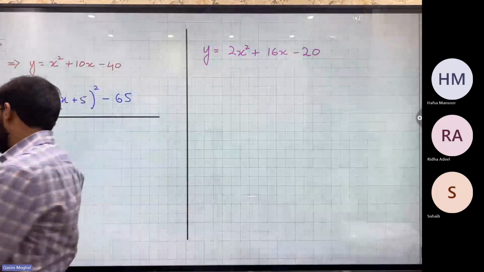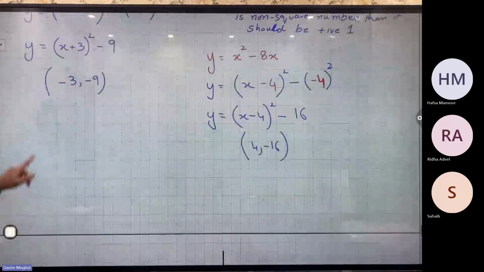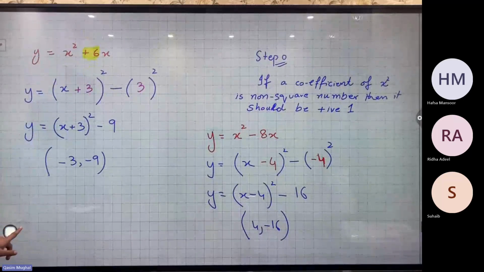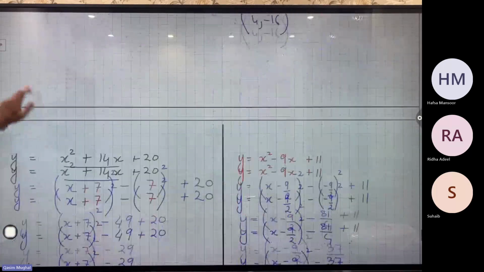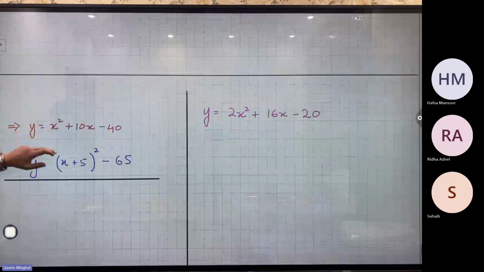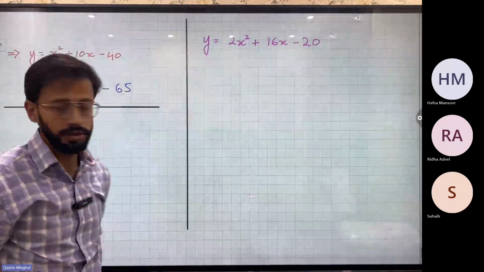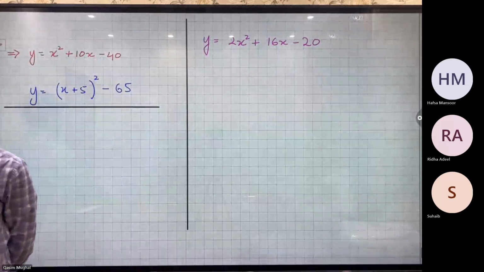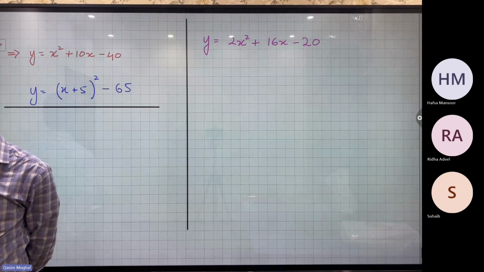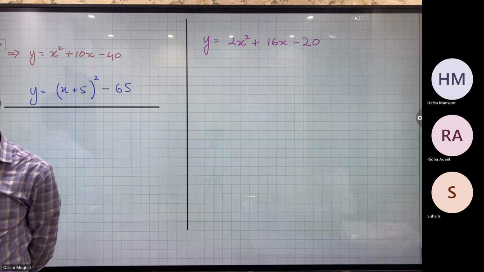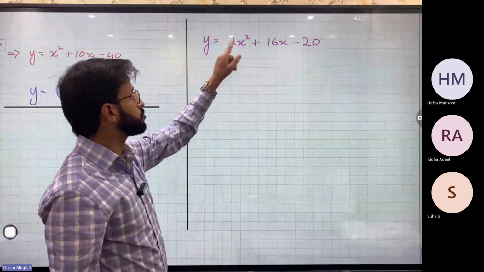2. Taking you back to the precaution we added today: if the coefficient of x squared is a non-square number, then it should be changed to positive 1. In the question we are going to attempt now, the coefficient of x squared is 2. Is it a square number or a non-square number? If 2 were a square number, it must be the square of a number. Which number's square is 2? No, so 2 is a non-square number. So we are going to change this to 1.